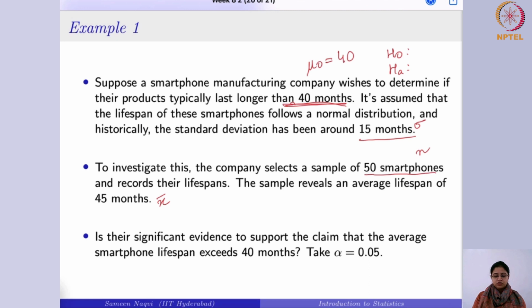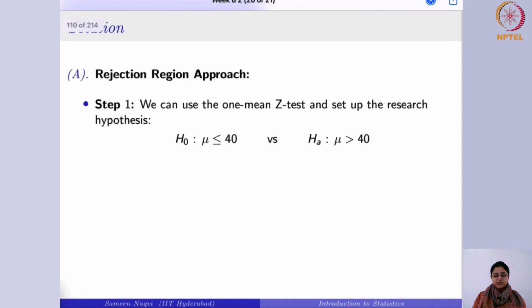So let us see how we solve this. First thing is that you can use the one mean z test over here that we have seen just now, because first of all, the sample size is 50, which is obviously greater than 30, so you could apply that test. And also because your standard deviation is known to you. So okay, one mean z test would come in here. And now when you are trying to set up the hypothesis, the alternative would be that the average lifespan is actually greater than 40, and the null hypothesis would be that it is less than or equal to 40.